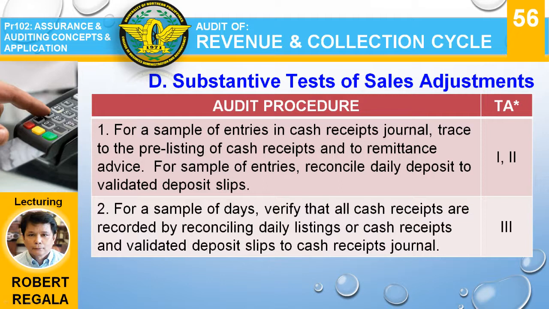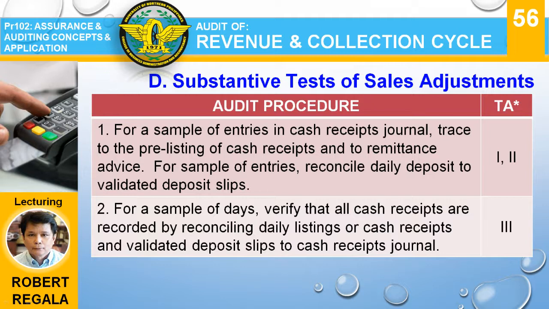Number 2, for a sample of days, verify that all cash receipts are recorded by reconciling daily listings of cash receipts and validated deposit slips to the cash receipts journal. To test whether all cash receipts are recorded, the auditor compares the names and amounts included in the pre-listing for selected days with the entries in the cash receipts journal. Any discrepancies may suggest that lapping, a fraud scheme to embezzle cash, is occurring.